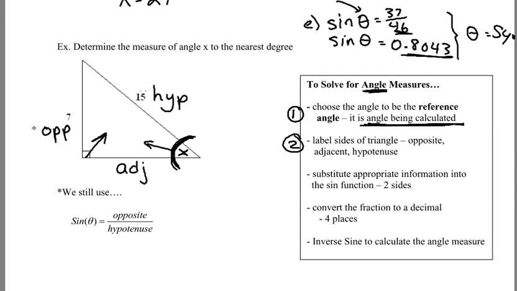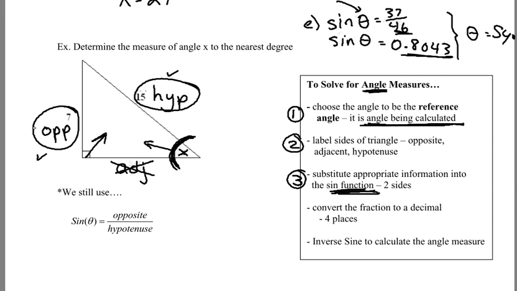Now, third step, we want to substitute the appropriate information into the sine function. Well, today we're finding an angle, so I don't have an angle to put in. But what do we do? I have 3 pieces of information. Which pieces are useful? We have the opposite, so I want to use it. We have the hypotenuse, so I want to use it. We don't have the adjacent, so it's no use to us. So there's why today, opposite and hypotenuse, remember? Oh, there's our sine ratio.